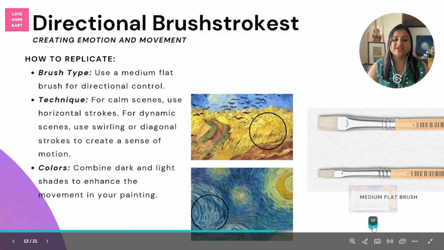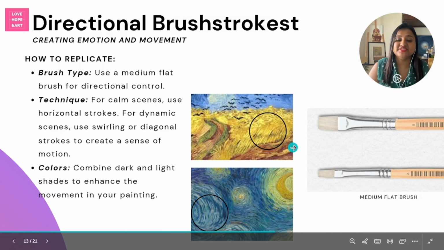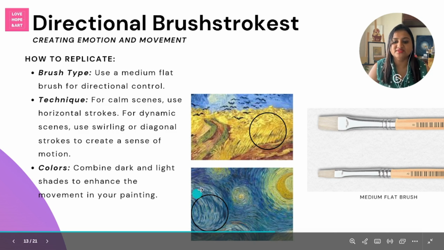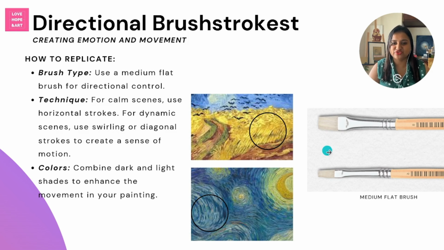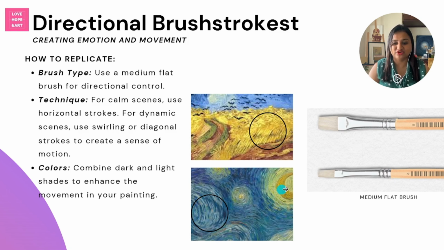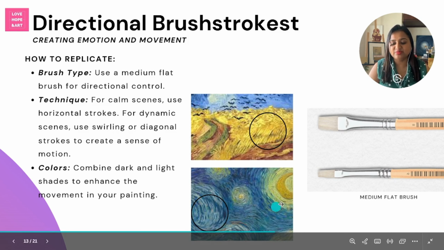Now coming on to the directional brush strokes, creating emotion and movement. So these are short strokes that are created either in a horizontal direction or in swirling patterns to create a sense of motion. So we can use a medium flat brush for directional control. As for the technique, for calm scenes, you can use these horizontal strokes, whereas for dynamic scenes, you can use swirling or diagonal strokes to create a sense of motion. For color, you can use dark and light shades to enhance the movement of your painting. So here we can see how the dark blues in the background are highlighted by the light blues and the yellows.